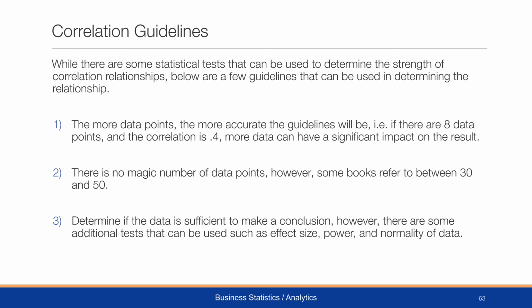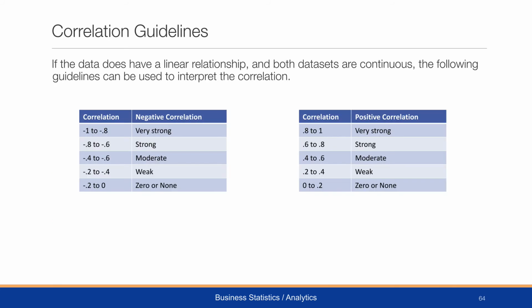There's also no magic number of data points. Some books refer to 30, some refer to 50. The idea is for the analyst to take a good close look at the data and see if we have enough to make a conclusion. However, there are some additional tests such as effect size, power, and normality of data. But in general, the guidelines that we can use are this.